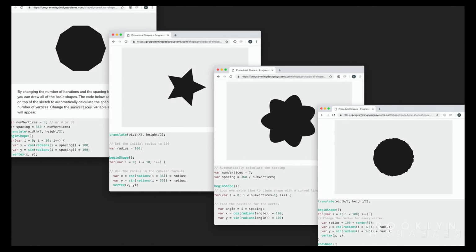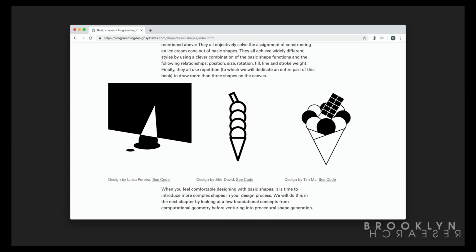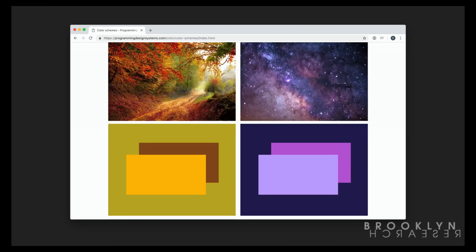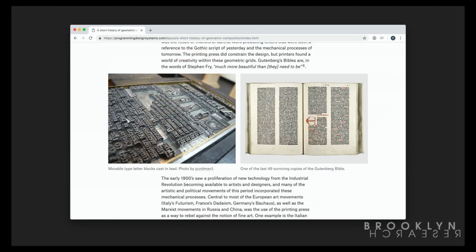And so my book goes through these ideas by introducing programming languages, how to do procedural shapes, all these exercises, color models and color spaces, generative color schemes, geometric composition and grid systems, and how technology influences layout mechanisms and so on.